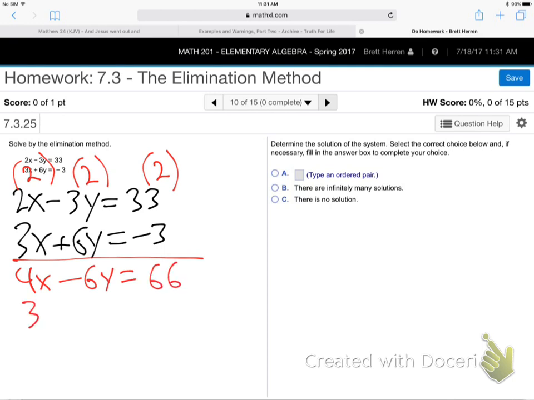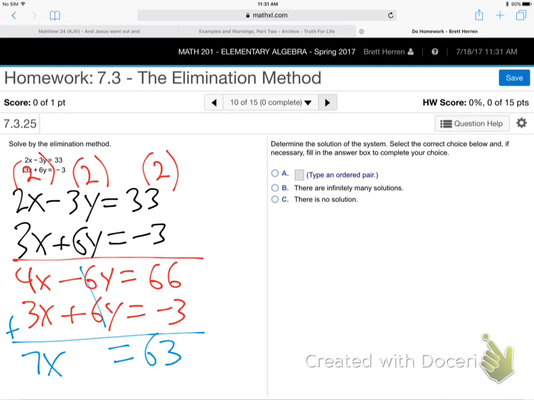So top equation, bottom equation. We good there like that? See how the y's are opposites now? And then add them up. 7x, the y's cancel, 63.